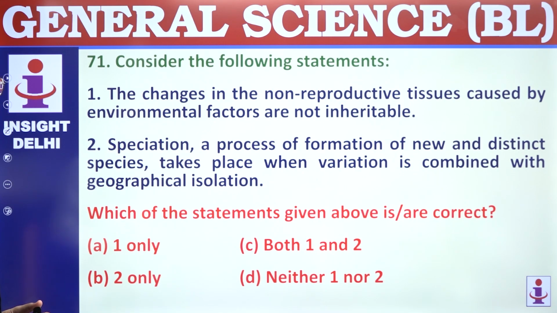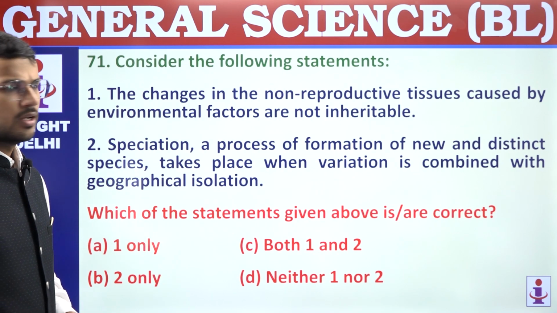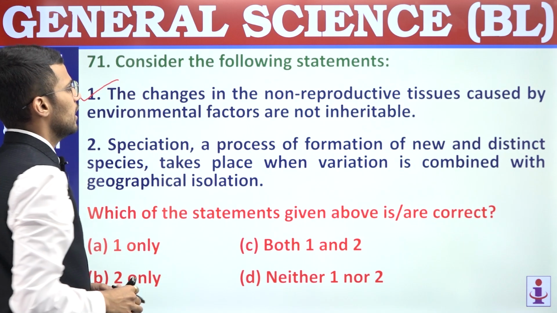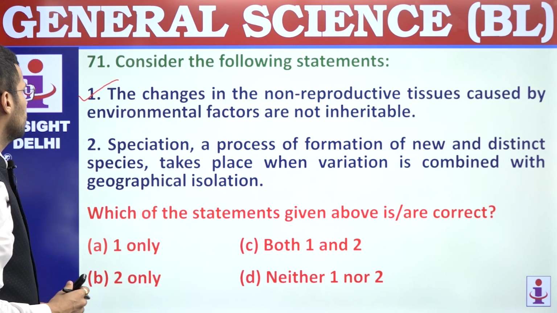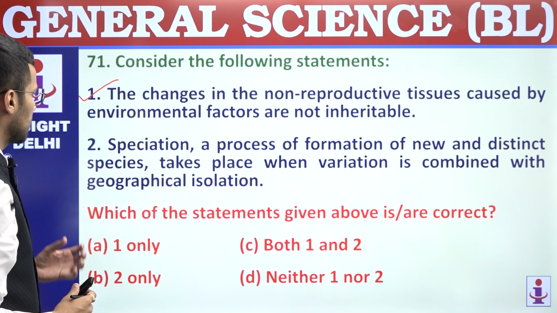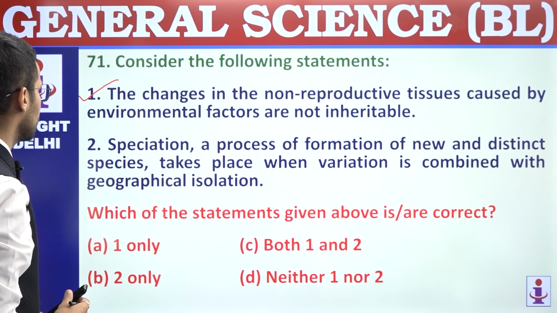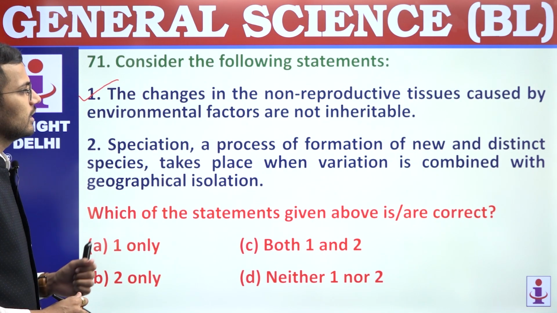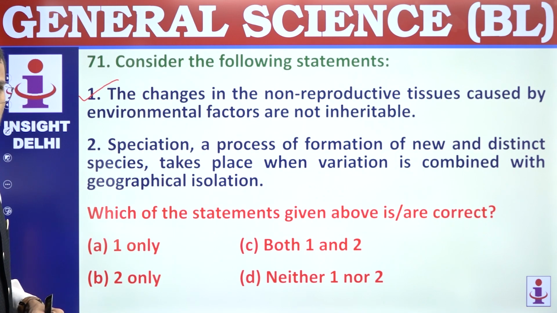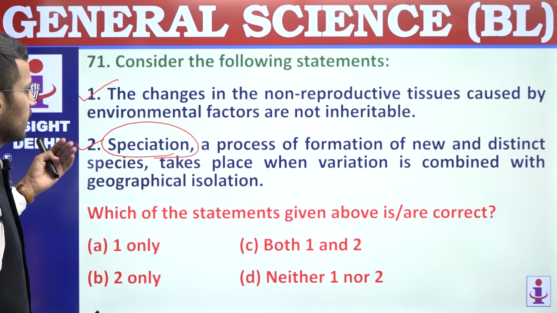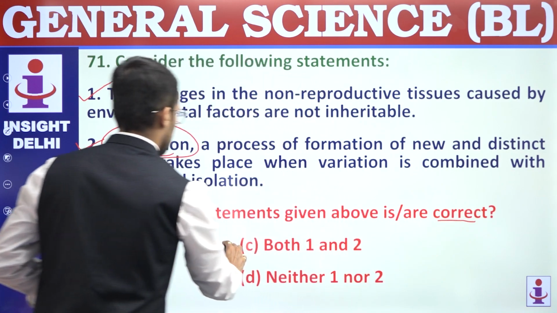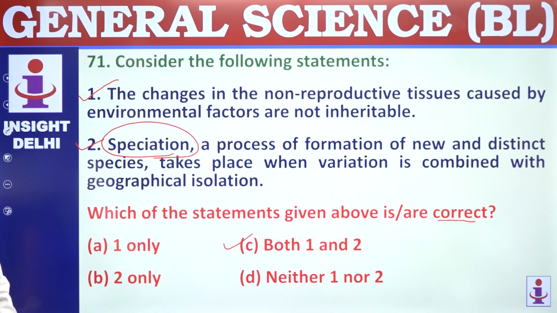71. Consider the following statements. First, the changes in the non-reproductive tissues caused by environmental factors are not inheritable. Right, so this is a correct statement because until those changes are seen in the genes, they are not inheritable. Second, speciation, a process of formation of new and distinct species, takes place when variation is combined with geographical isolation, right? So that is a correct statement. Speciation is the process of formation of new species. So both these statements are correct. We are supposed to find out correct statements only, hence the answer is C. Question number 71, answer is C.